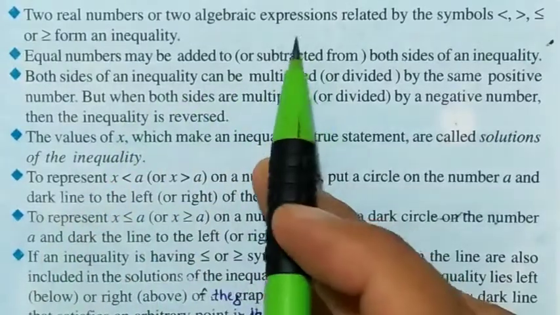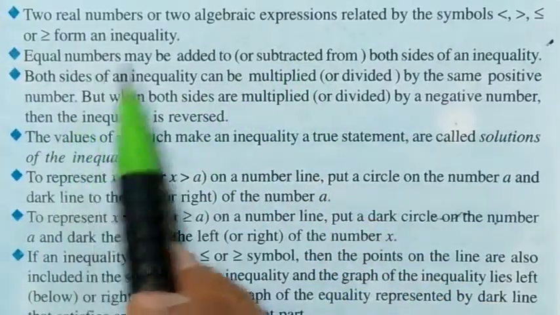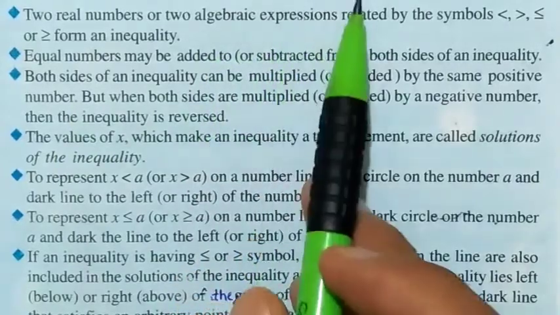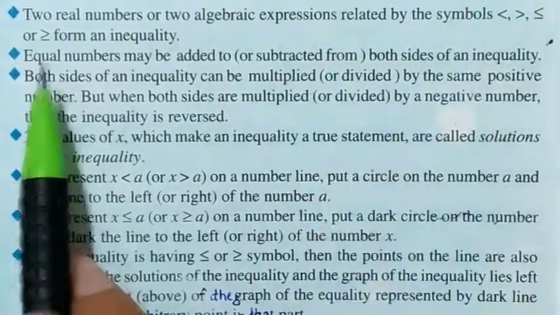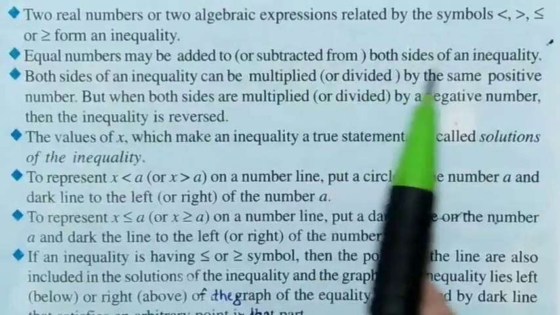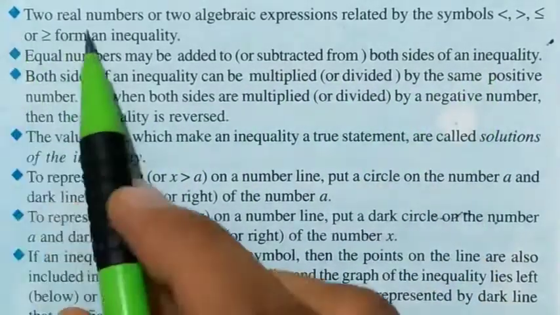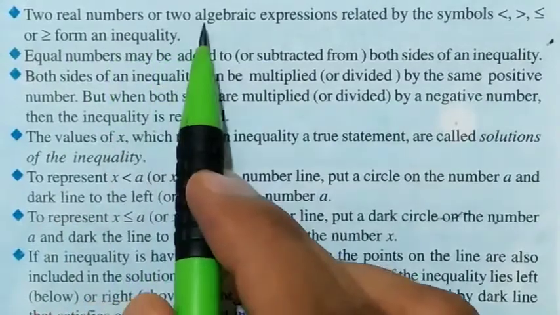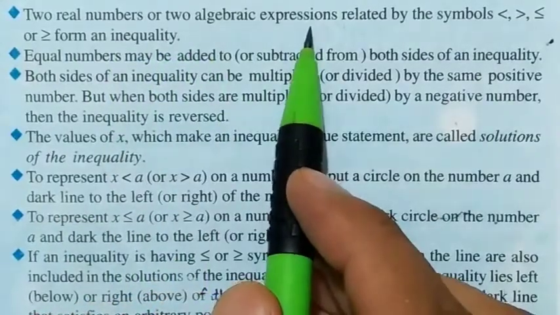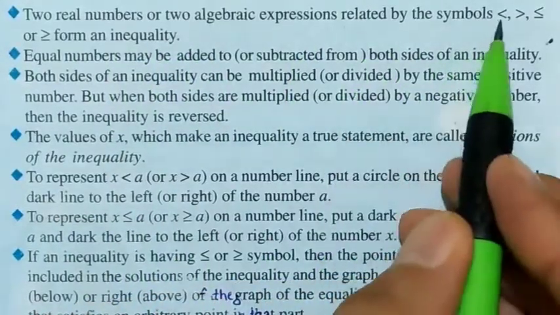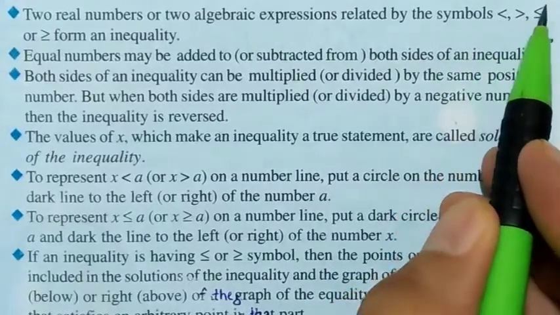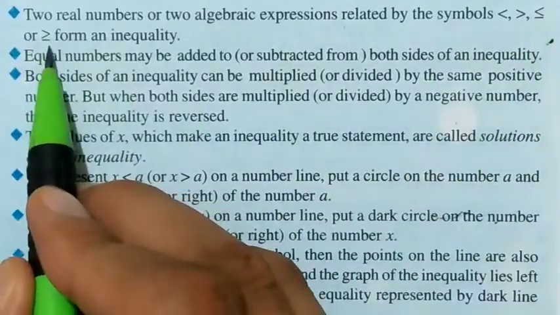Hello my dear students. In this video we will discuss class 11 mathematics chapter 6, linear inequalities, important points for the chapter summary. First point: two real numbers or two algebraic expressions related by the symbol less than, or greater than, or less than or equal to, or greater than or equal to form.